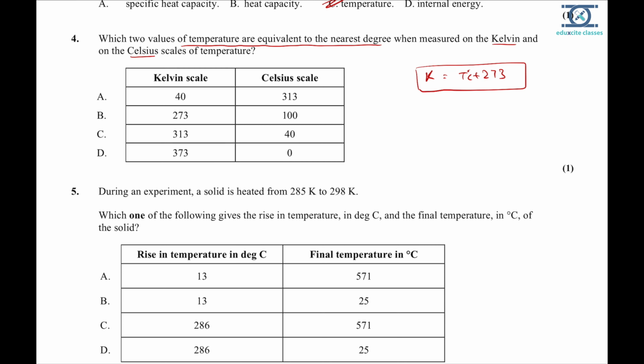So 0 is not correct, it has to be 273. Option D is incorrect. 40 degrees Celsius: 40 plus 273 is, yes, 313. That is option C. The rest are incorrect. This is also incorrect.